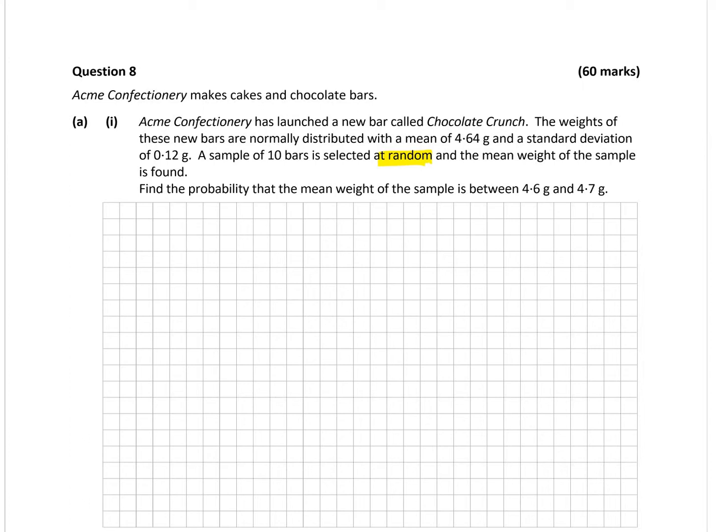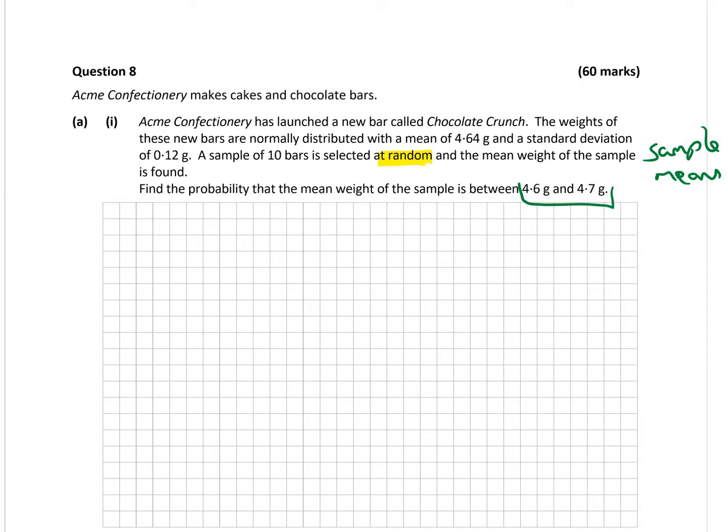So here this tells me straight away that we're dealing with sample means. So this is where we take samples of our original population and get the mean of them. So they found the mean weight of the sample. Find the probability that the mean weight of the sample is between these two values.